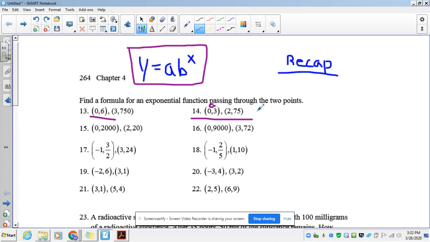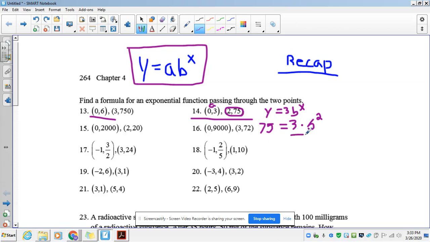6, correct. So since a is 3, I can write y equals 3 times b to the x. Now what I have to figure out is what the growth factor is. So I would plug in what I know from this point to solve for b. This would be 75 equals 3 times b to the second power. And now you would solve for b.